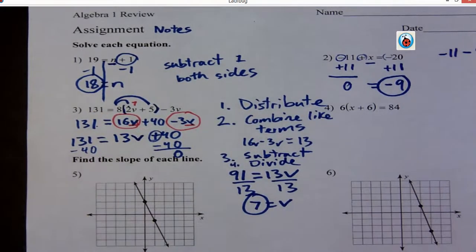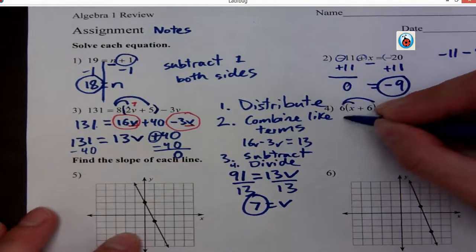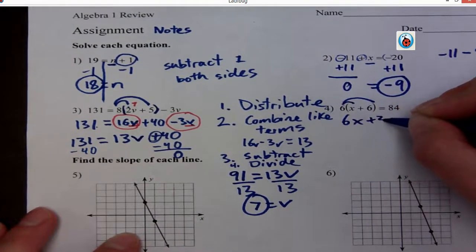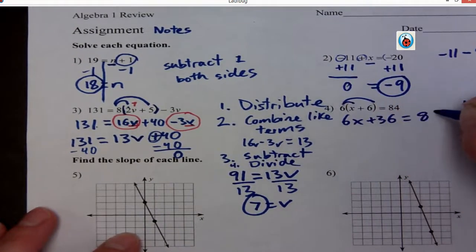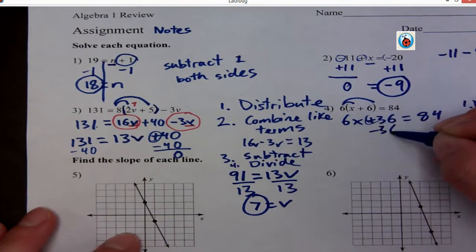Alright, last one. This one's actually a little bit simpler. So this one we first distribute. So we get 6x plus 36 equals 84. Step 2, we're going to take this one that's joined with plus sign and subtract it.